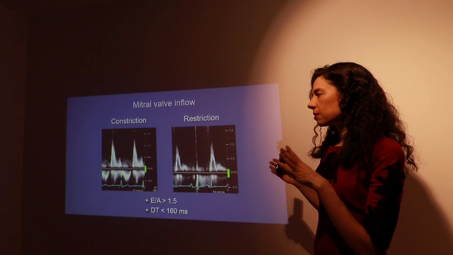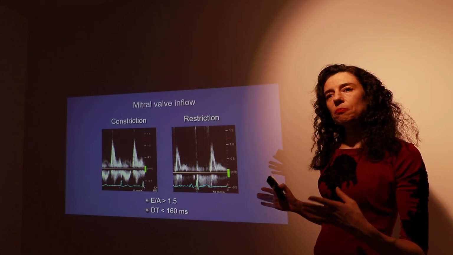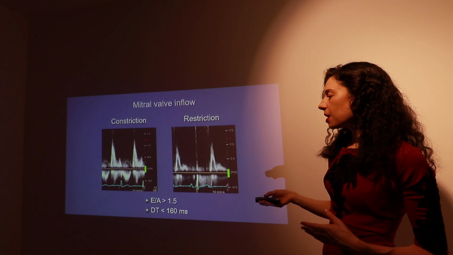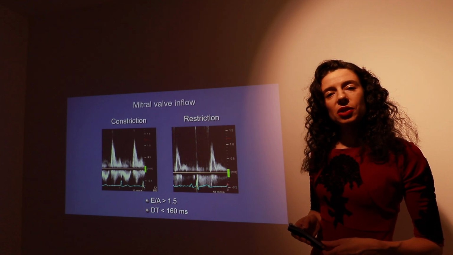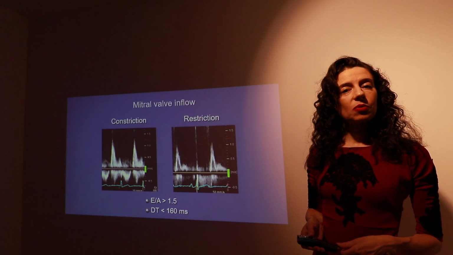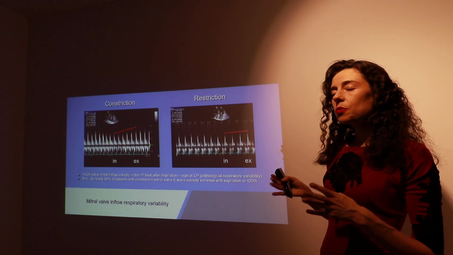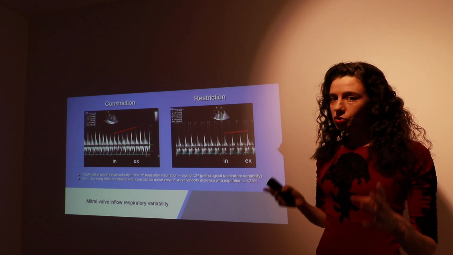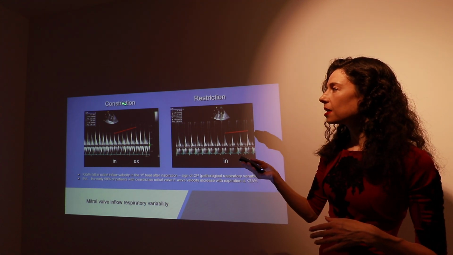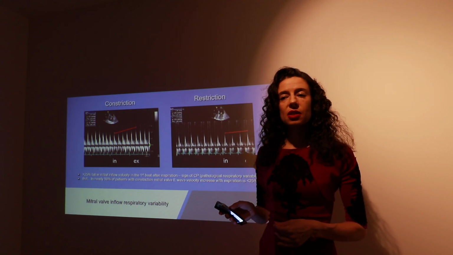The mitral valve inflow could seem very similar in both conditions, with the high E wave with the E to A ratio of more than 1.5 and shortened deceleration time of less than 160. But if we see it in detail, then we could see the typical pathological respiratory variation of the mitral inflow in constriction that is not typical for restriction. What does this mean?